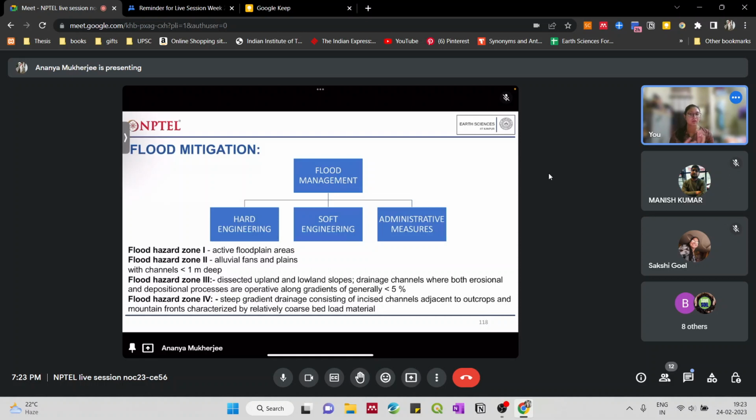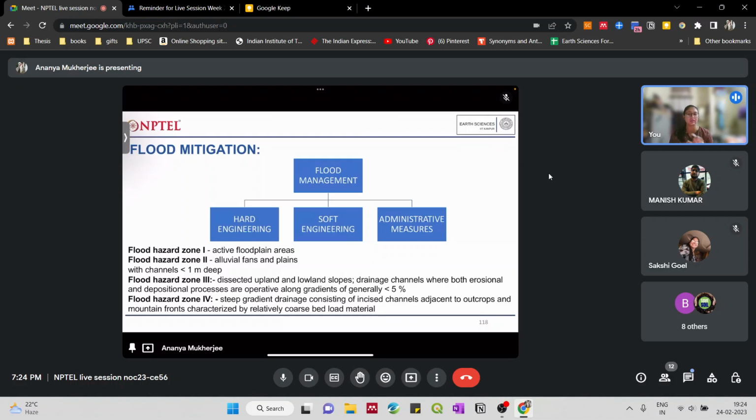Okay, so alluvial fans are usually formed at the foothills, where there is a sudden change in the slope, and the river deposits all sizes of sediments in a fan shape. So these are flood hazard zone 2. The foothills of the Himalayas are an example over there. Then you have flood hazard zone 3. These are where drainage channels are both erosional and depositional, and the gradients are generally less than 5%.